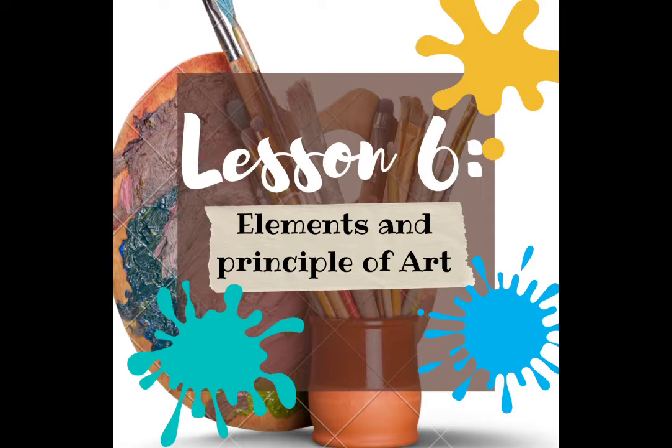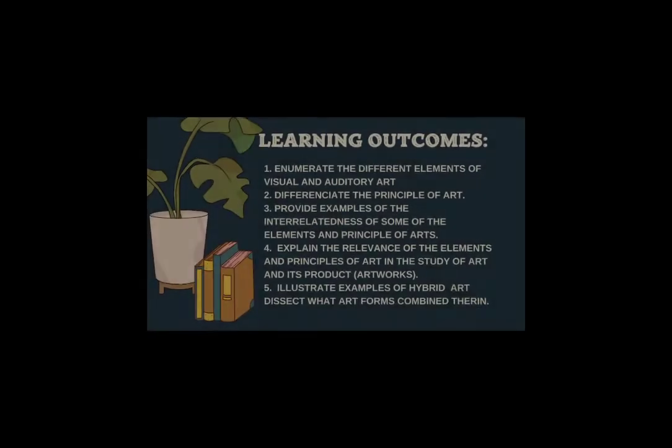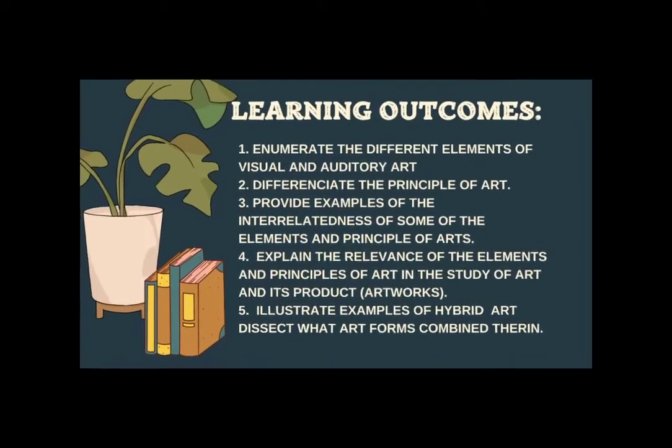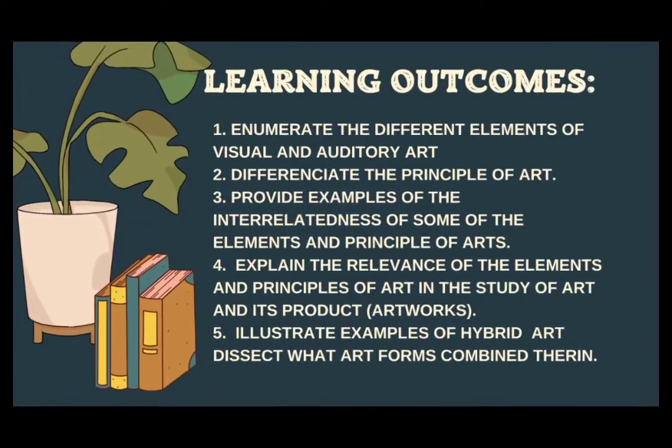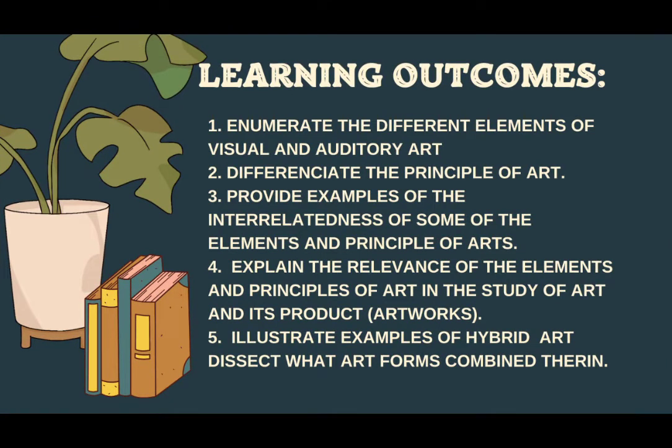Lesson 6: Elements and Principles of Art. Learning outcomes: By the end of this lesson, we should be able to enumerate the different elements of visual and auditory art, differentiate the principles of art, provide examples of the interrelatedness of some of the elements and principles of art, explain the relevance of the elements and principles of art in the study of art and its products or artworks, and illustrate examples of hybrid art and dissect what art forms are combined therein.